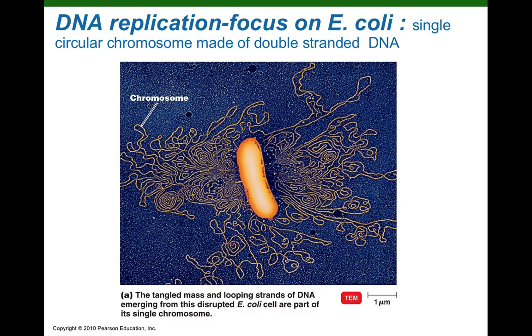This is an electron micrograph. Here's a single E. coli cell in the middle, the little guy that looks like a sausage. And then it's been broken open, and it's released this huge tangle of chromosomal DNA. It's hard to believe, but this is a single circular chromosome. And what's unbelievable is that the E. coli can package the DNA into this little tiny cell, and furthermore, that it can make a copy of the chromosomal DNA in this little tiny cell.